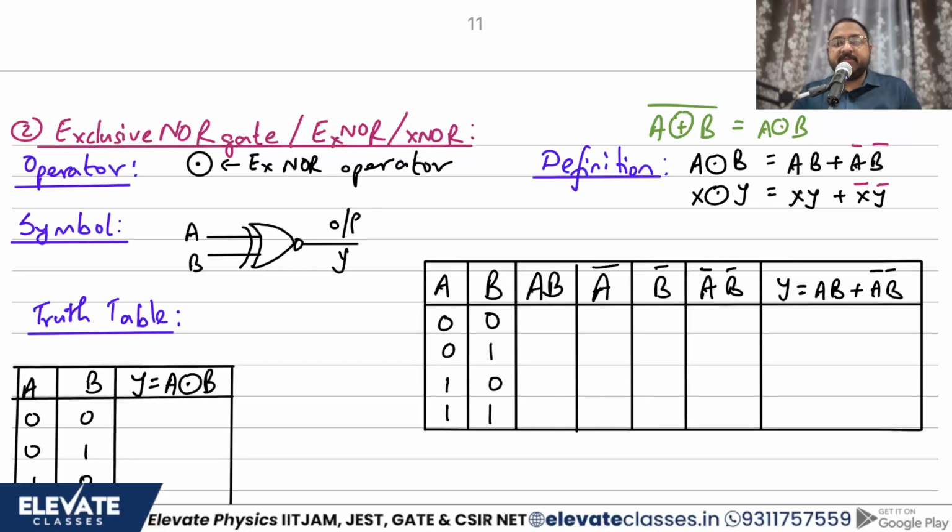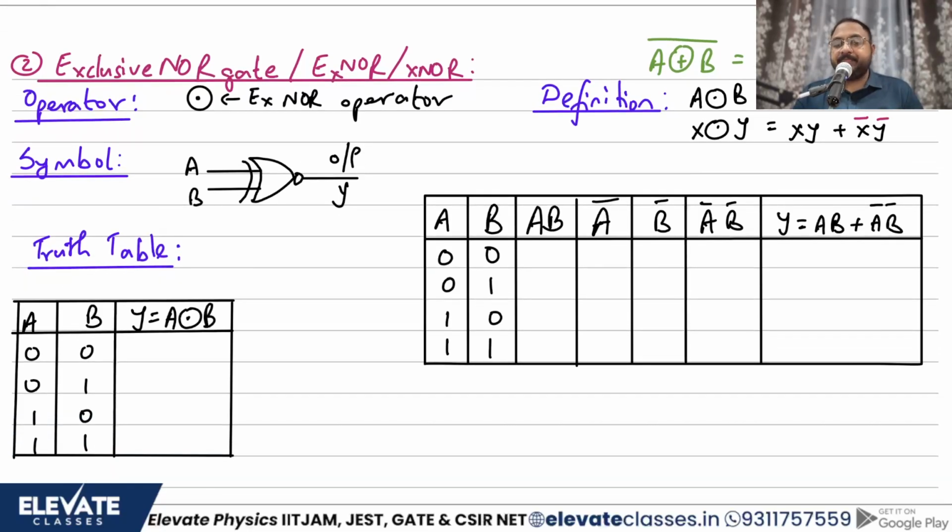So one thing we can do is directly fill the truth table. You remember the truth table for XOR? Same inputs, output was 0, so here the output will be 1. Different inputs, you had 1, so here you will have 0. So you could directly fill it. But still, let us do the expanded form very quickly, so that we have an idea of how we got this truth table.